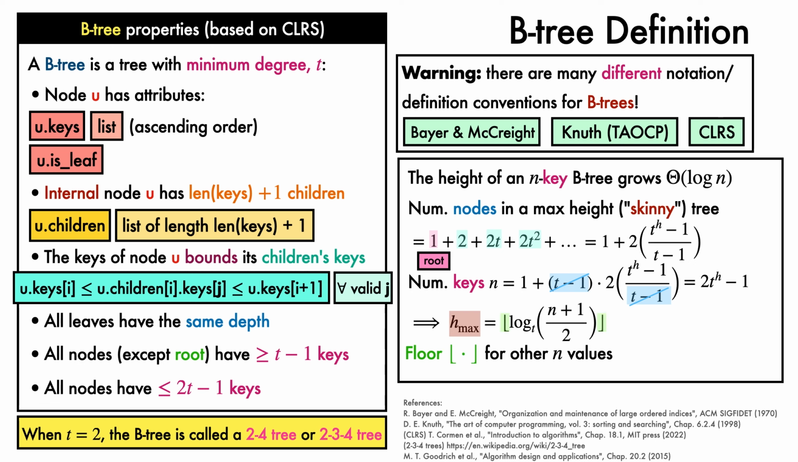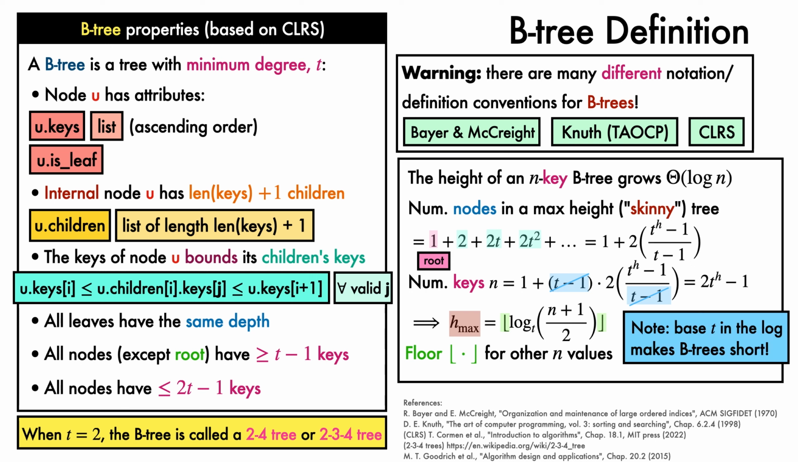The floor operator comes from the fact that we are now considering the maximum height for any tree, letting n range freely, rather than restricting ourselves to the maximally tall and skinny B-tree that is only possible at certain values of n. One point to note here is the base t in the log. Since t is typically much larger than 2, this means that B-trees are usually much shorter than binary trees.